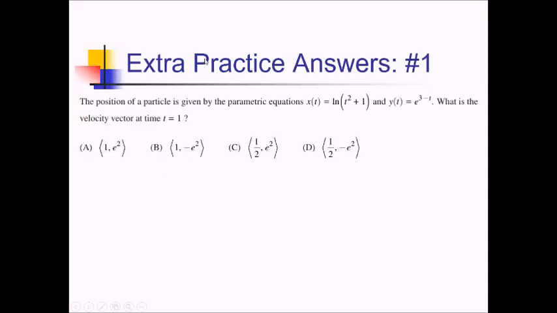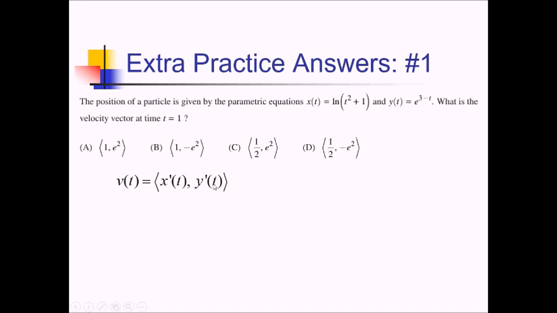On this one, I'm given the position of a particle with a set of parametric equations here. We want to know the velocity vector at time 1. So to get the velocity vector, I basically need x prime of t comma y prime of t. And to get that at time 1, I just need to plug in 1 for t.